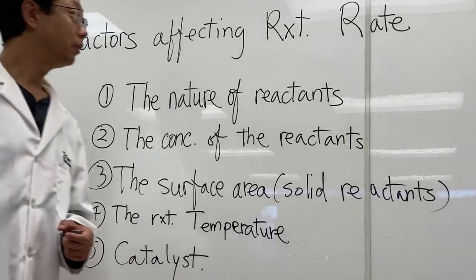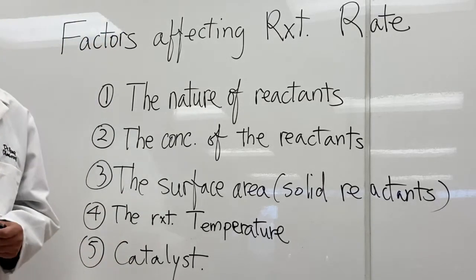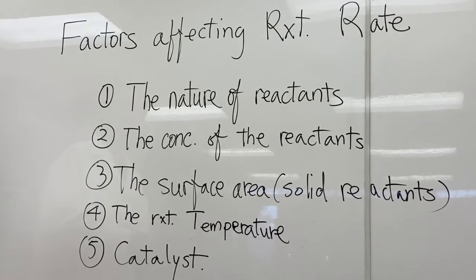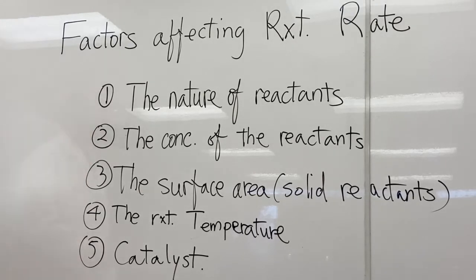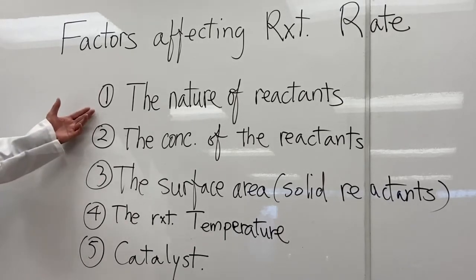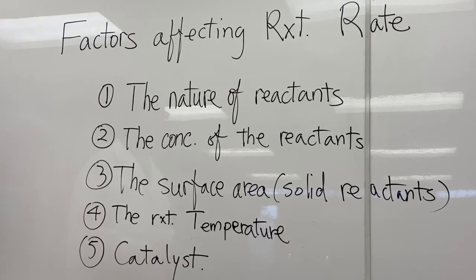Hello everyone. So this is experiment number 14, factors affecting reaction rate. There are 5 major factors that affect the rate of a chemical reaction. So number 1 is the nature of the reactant.